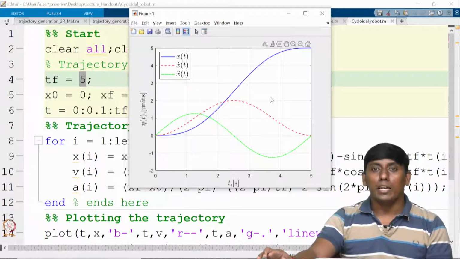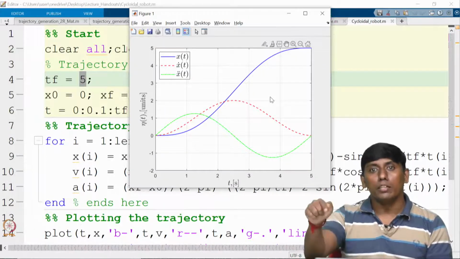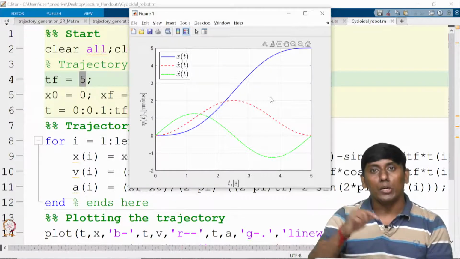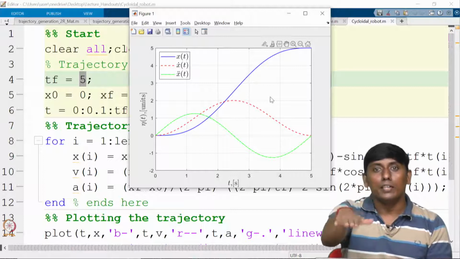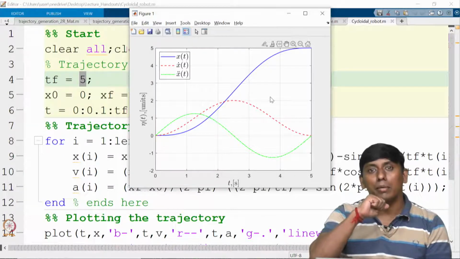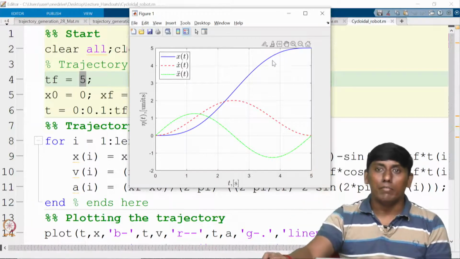For example, legged locomotion, for example the biped motion, from one footstep to another footstep. You need to make a cycloidal motion, and that would be very beneficial. It starts from rest and ends also at standby. There is no further motion, so then the next step will start. That way we can do it.